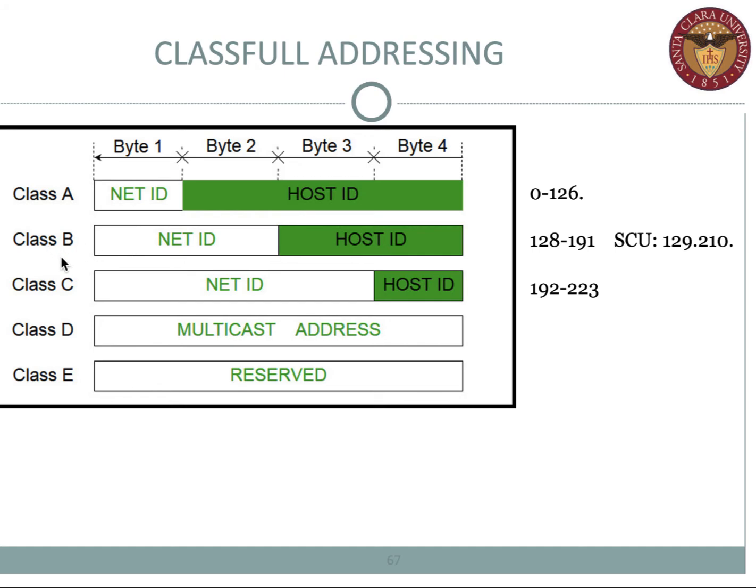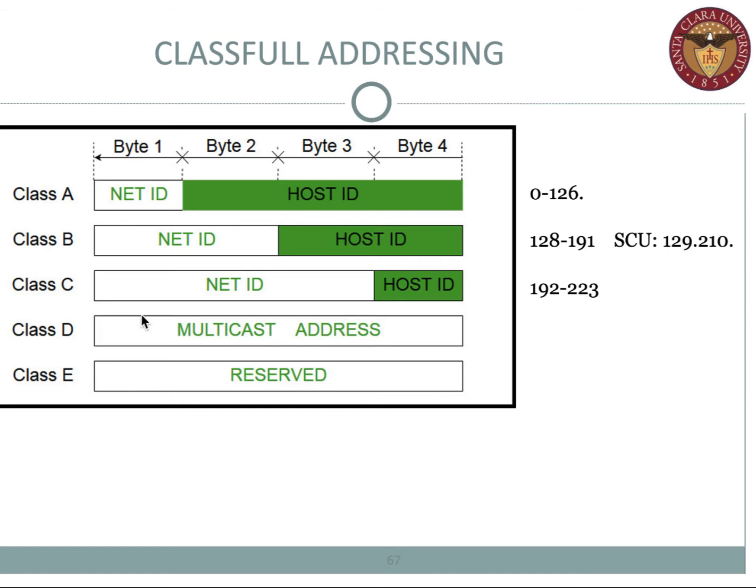For Class B networks, everything before the second period indicates the network ID, and everything after the second period indicates the host ID. So the IP numbers that start with 128 up to 191 indicate a Class B network. In the case of Santa Clara University, 129 indicates a Class B network.